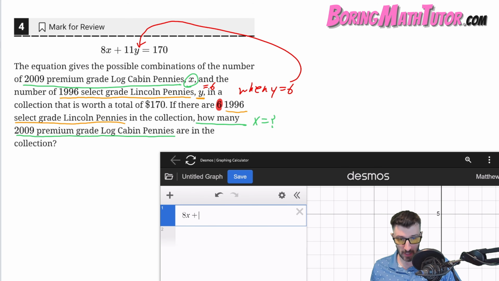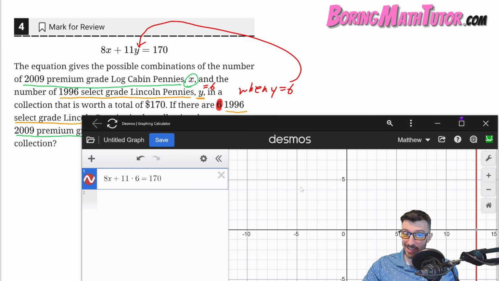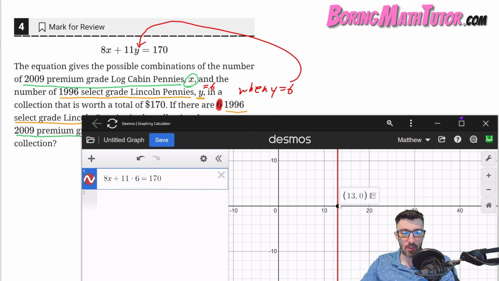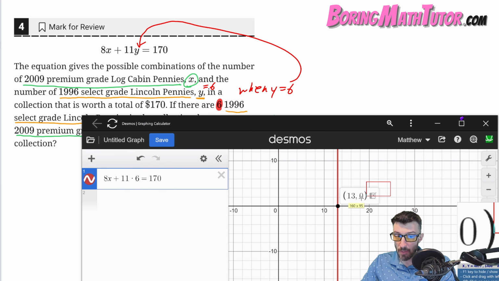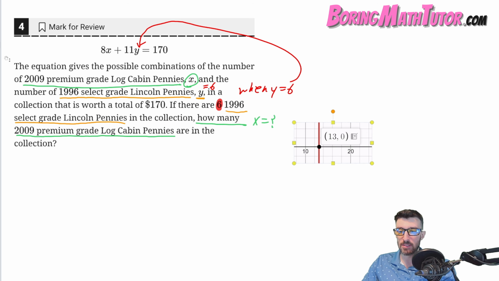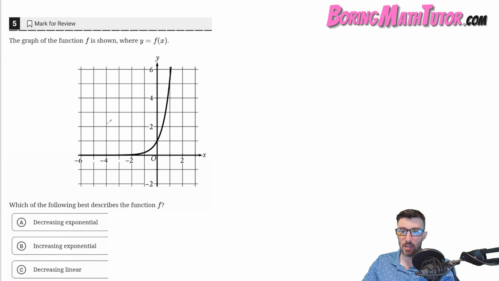So I'm just going to type in 8x plus 11 times 6 equals 170. And in case you didn't know, you can type in an equation and Desmos will often solve it for you. Very, very common that it will. So now that we got 13, 0, that just means that the answer is 13. All right, let's move on.